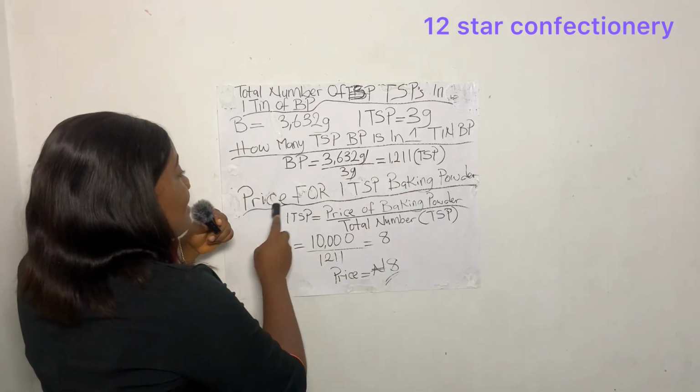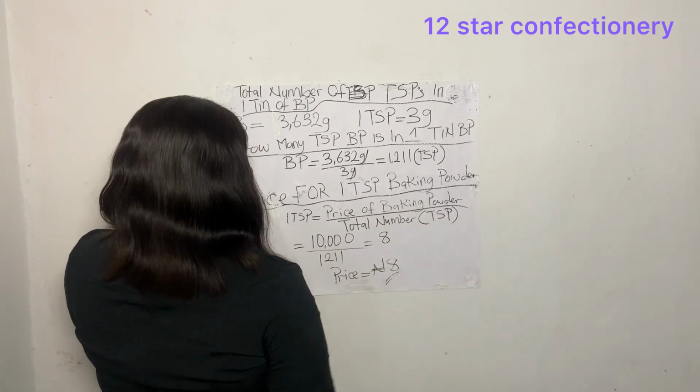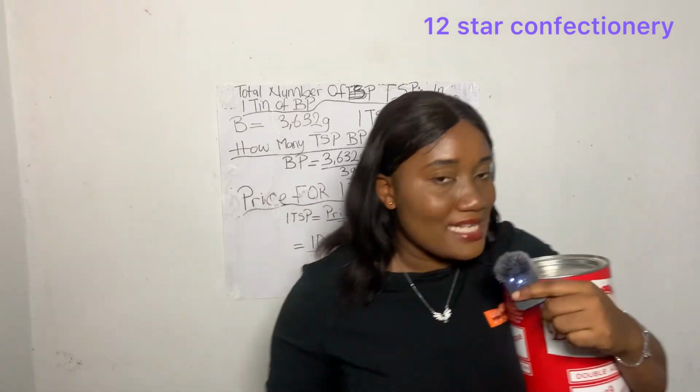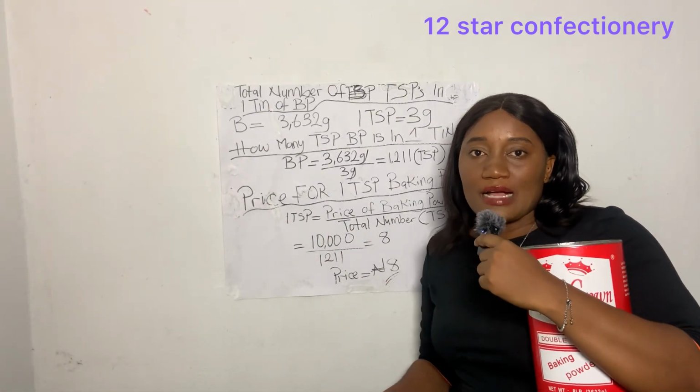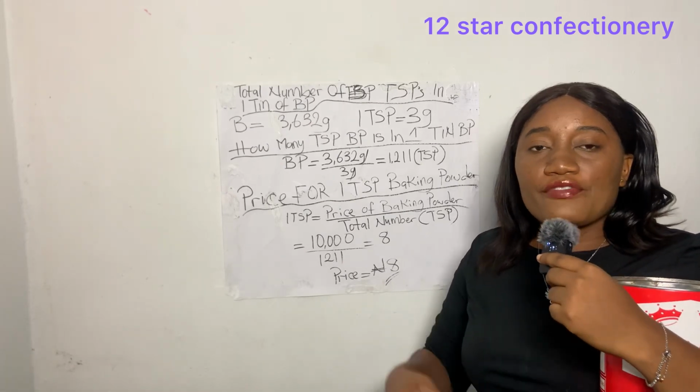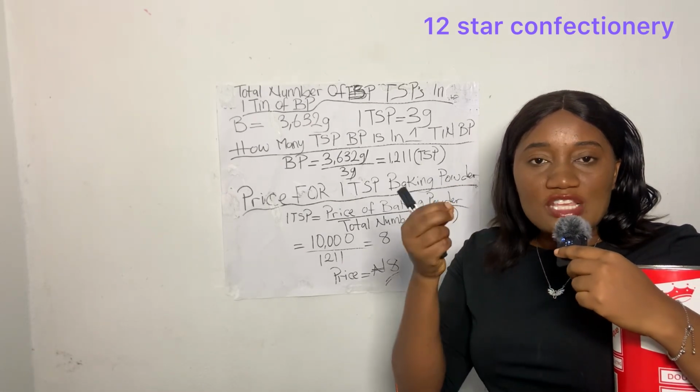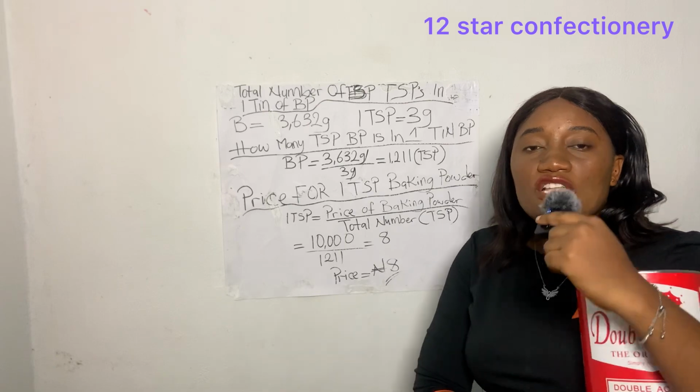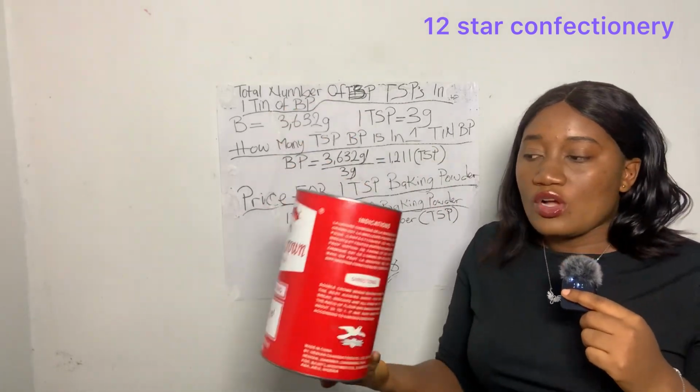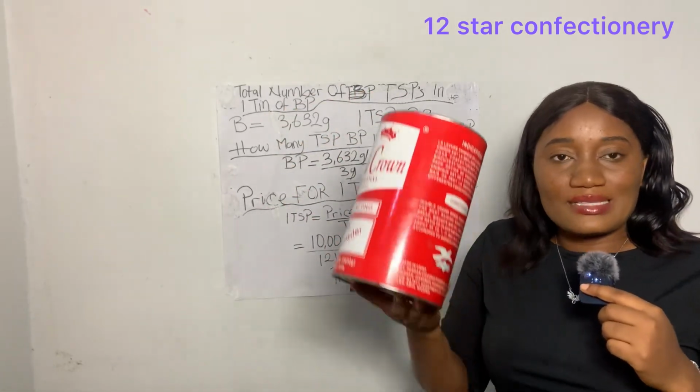Now, price for 1 teaspoon baking powder. How do we know the price for 1 teaspoon of baking powder? Just the way I've taught you. If you want to know the unit price of something, just know the price you bought that whole thing. For this one, I bought it for 10,000.